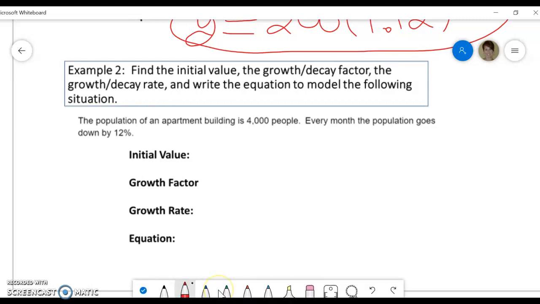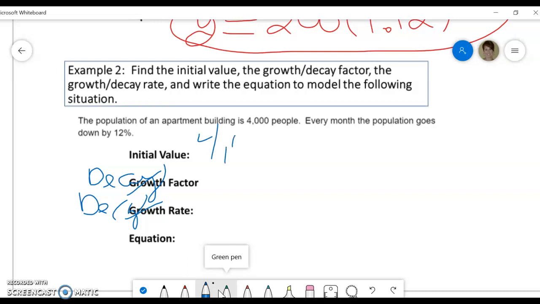So this time it says find the initial value again, and it's really the same directions. The population of an apartment building is 4,000 people. Every month the population goes down by 12%. So I tried to stick with the same percent to show you. So our growth rate, actually, I'm going to cross this out for you. This is actually what we call a decay rate and a decay factor. So our initial value, we started with 4,000 people in the apartment building.